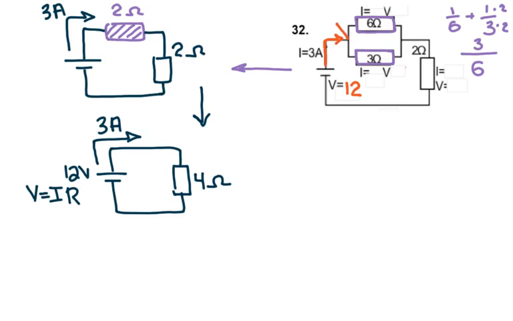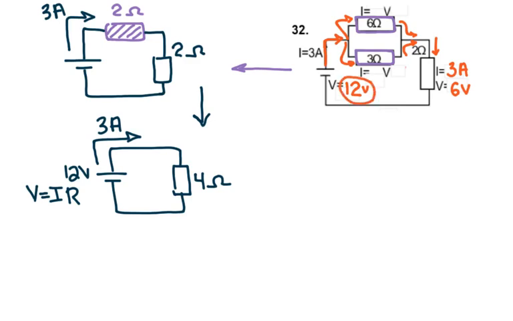3 amp will split, some of it will go this way and some of it will go that way, but again they will unite, and when they come back there's going to be 3 amps running through the 2 ohm resistor. So I'm going to have 3 amps right here again. 2 times 3 will give me 6 volt. I started with 12 volts.